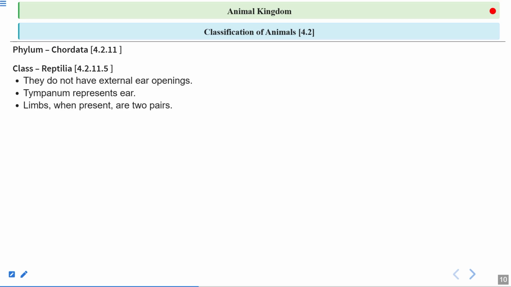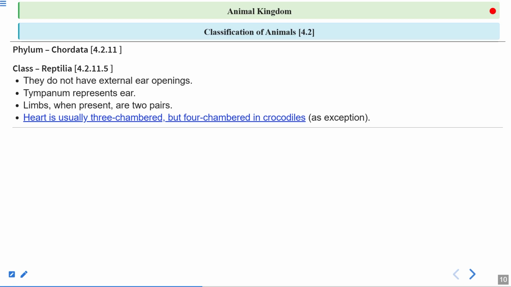Limbs, when present, are of two pairs, forelimbs and hind limbs. But in some of these reptiles, they are not having any limbs, as you have seen in the figure, snake or Naja. They are not having any limbs. But if the limb is present, it is two pairs, as we see in the case of Chelone or Crocodilus, right?